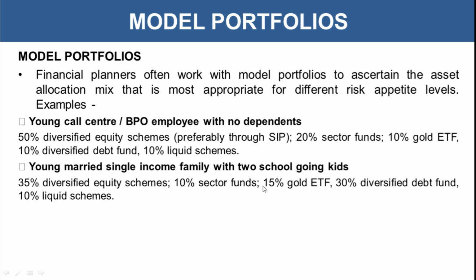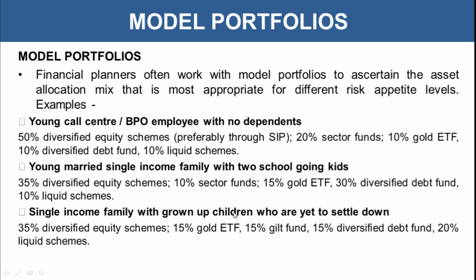So risk has been reduced, 15% in gold ETF. So more balance is being provided, 30% in diversified debt fund, 10% in liquid scheme. So more of a debt instrument is being recommended over here as compared to young with no dependents when you are married and you are having your kids. So it is moving towards debt instruments.